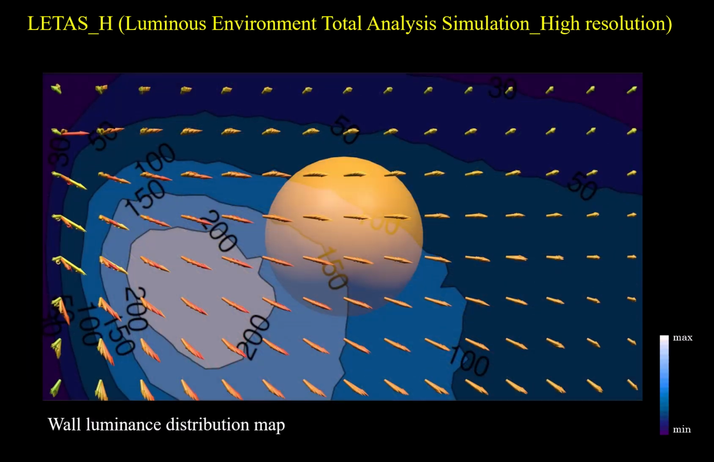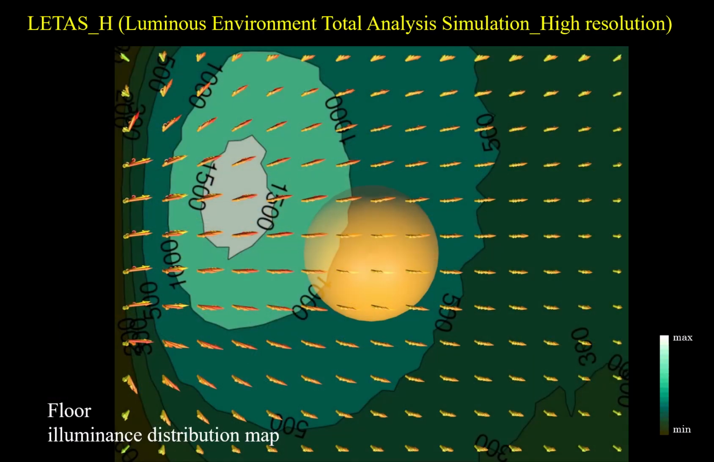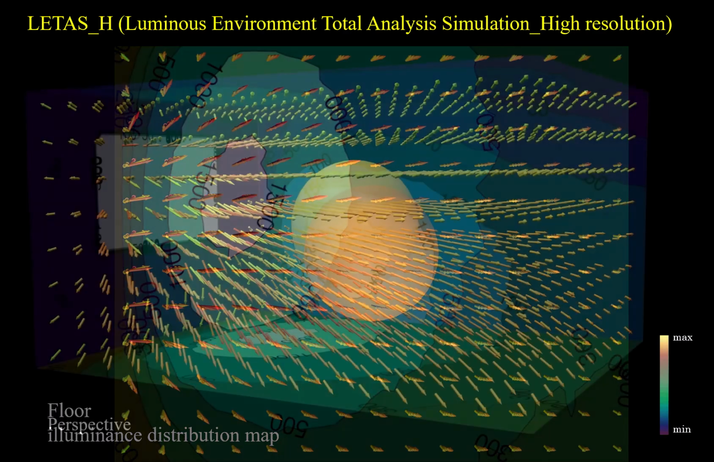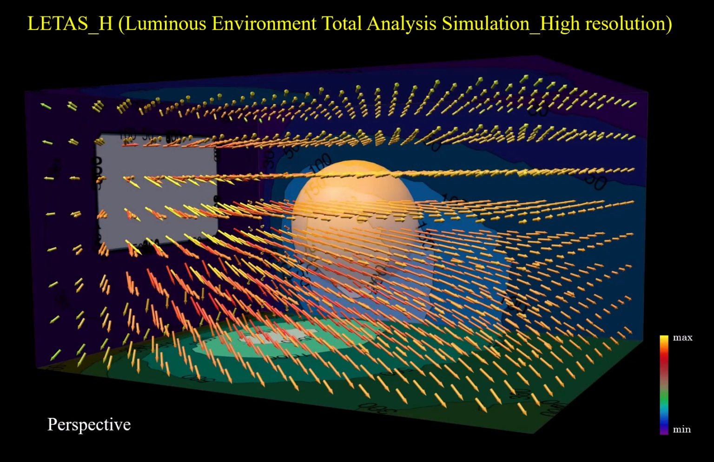For example, if the viewpoint is set at the center of the room and the viewing direction is horizontal when looking at the wall, the luminance distribution map is emphasized. Similarly, if the viewpoint is set at the center of the room and the viewing direction is directly below when looking at the floor, the illuminance distribution map is emphasized. The sphere showing the BCI is placed in the center of the room so that it is not affected by moving the viewpoint. The LETAS is usually an isometric projection, but the perspective version of LETAS H looks like this.